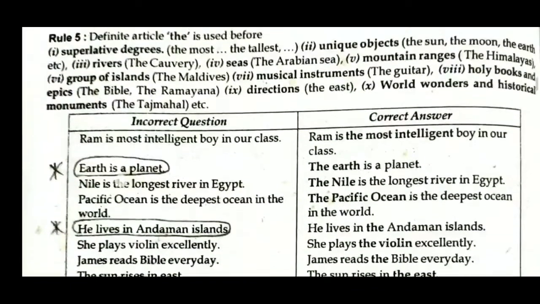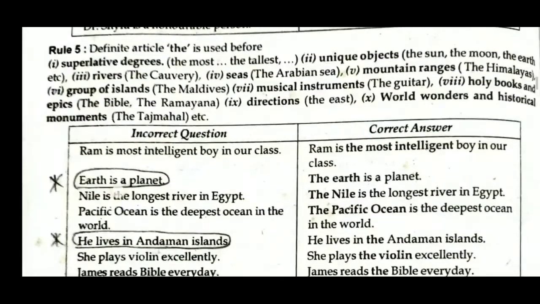So the definite article the is used before superlative degrees, the most, the tallest, before unique objects, before rivers, before seas, mountain ranges, groups of islands, musical instruments, holy books and epics, directions, world wonders and historical monuments, etc.